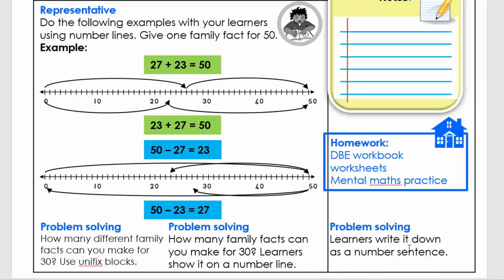And then we can write down number sentences. This is a number sentence: 50 minus 23 equals 27.